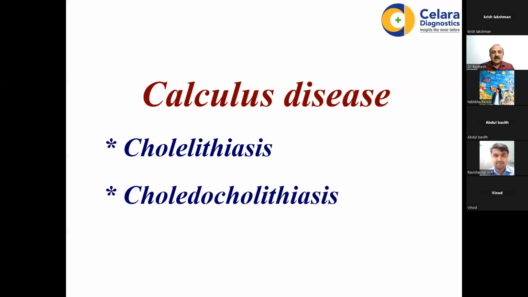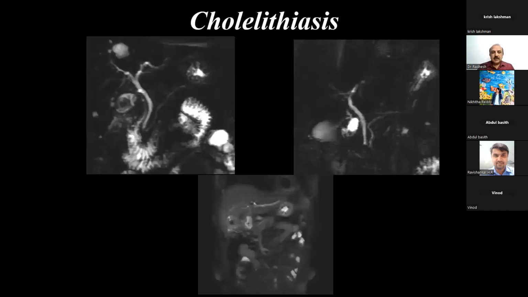Now, let's look at calculus disease. So it could be cholelithiasis or it could be choledocholithiasis. Now, let's look at the anatomy. You see the right hepatic duct very well, the left hepatic duct, the common hepatic duct, then the CBD. You see the pancreatic duct here, which is very thin. Then the fluid containing structures, the duodenum and the proximal jejunal loops, are seen.